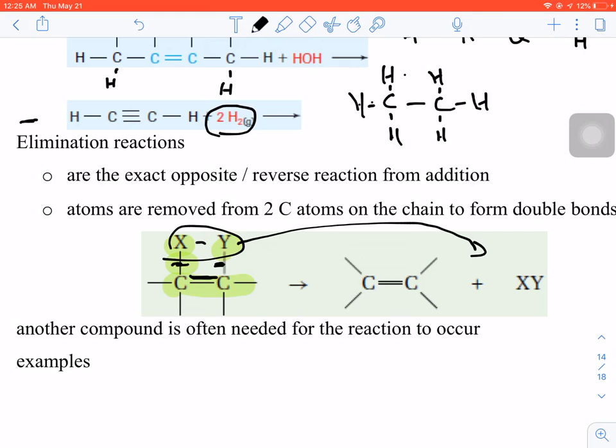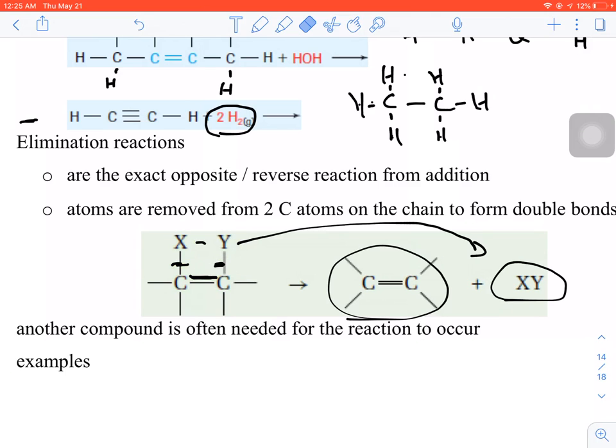Okay, so in order to have an elimination reaction, I'm going to form a double bond and form a second molecule because of the two things that I'm removing from my molecule that originally had a single bond. Okay, so notice there was originally a single bond in here, and I'm going to turn it into a double bond.